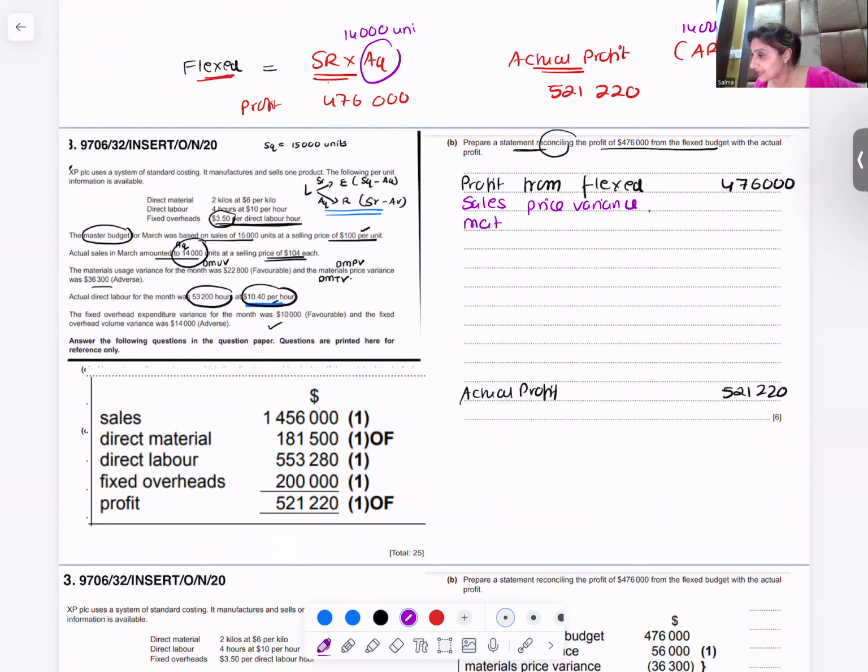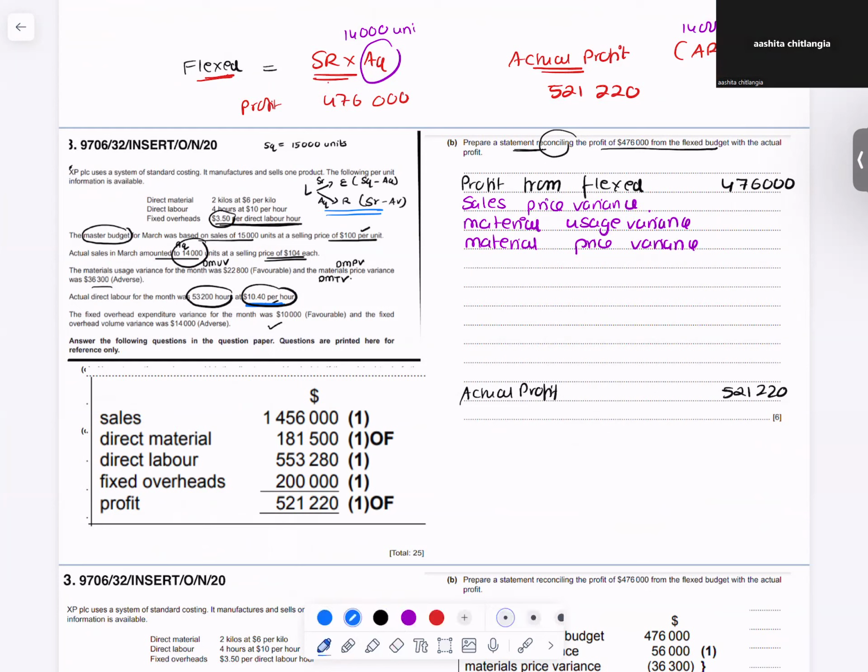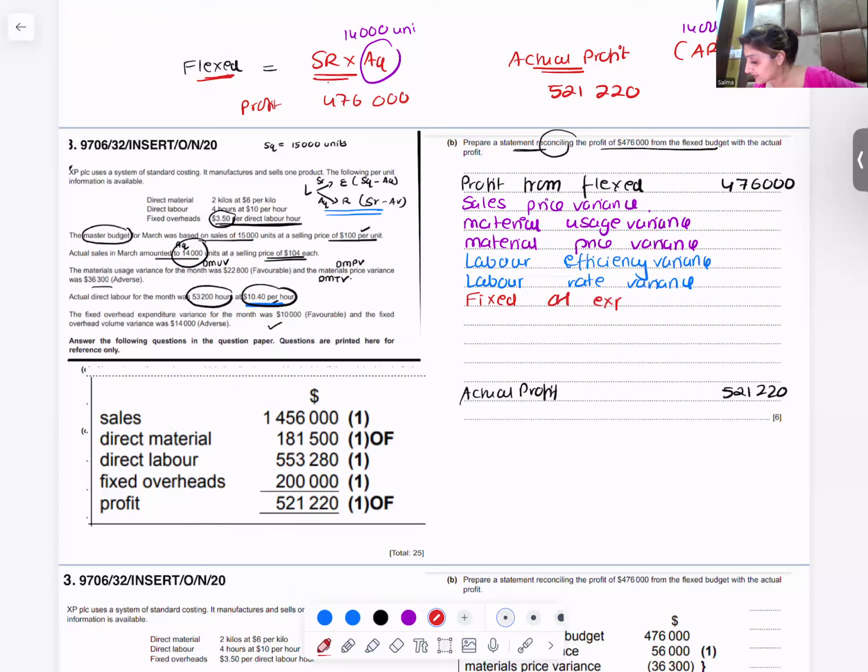Second is direct material: material usage variance and material price variance. After that, labor: first I will always write quantity, so labor efficiency variance, and labor rate variance. Then will come fixed overheads: overhead expenditure variance, and fixed overhead volume variance. Everything except sales volume comes in. So this is the reason for the difference.